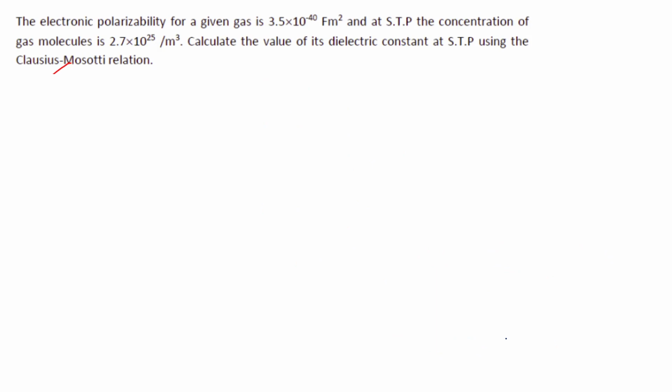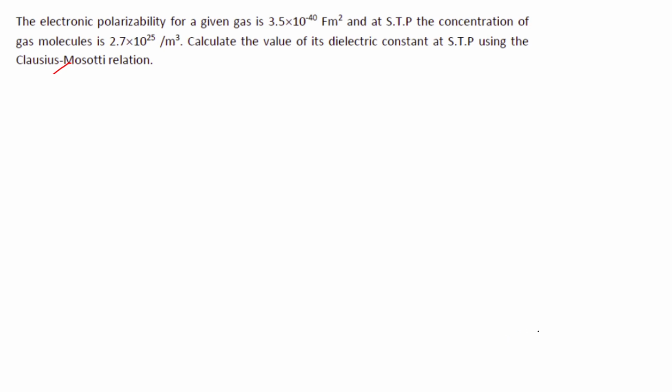The electronic polarizability of a given gas is 3.5 into 10 to the power minus 14 farad meter square, and at STP the concentration of the gas molecule is 2.7 into 10 to the power 23 per meter cube. Calculate the value of its dielectric constant at STP using the Clausius-Mossotti equation. So it's just a direct formula, you have to just use it.